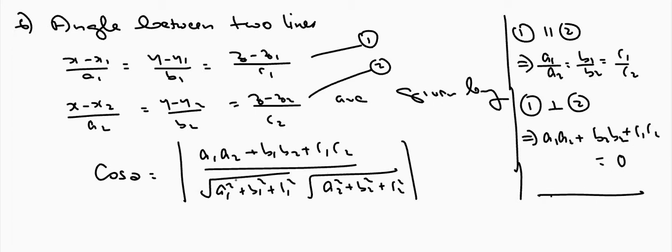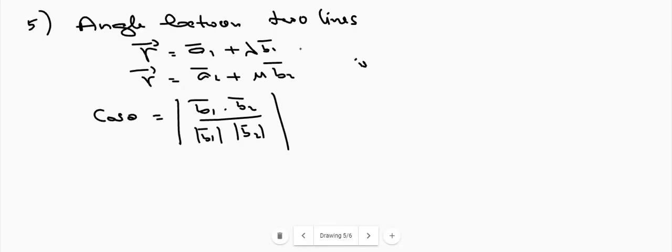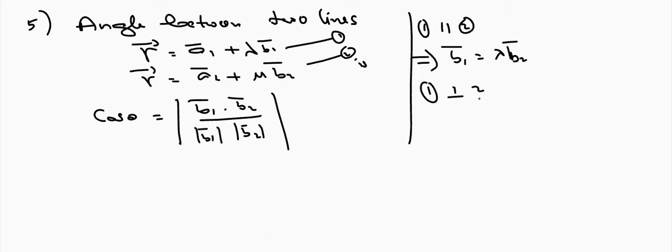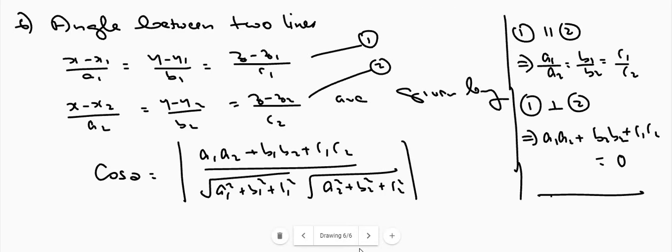In the same way, for the vector equations 1 and 2, if 1 is parallel to 2, that implies if the two lines are parallel, then b1 vector is equal to lambda b2, one is a scalar multiple of the other. And if the first and second lines are perpendicular, then b1 dot b2 equals 0. Okay.